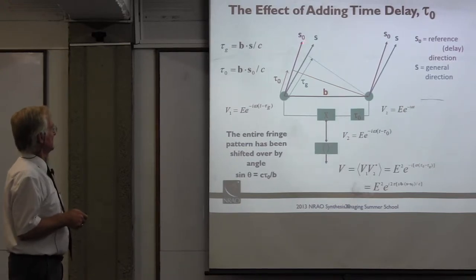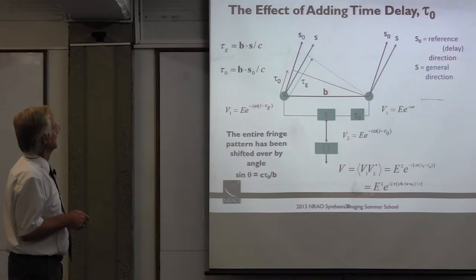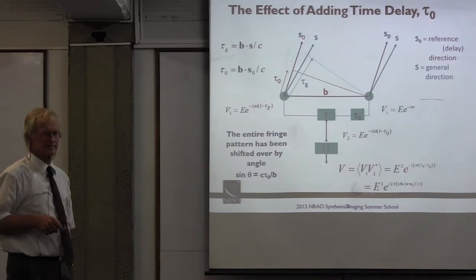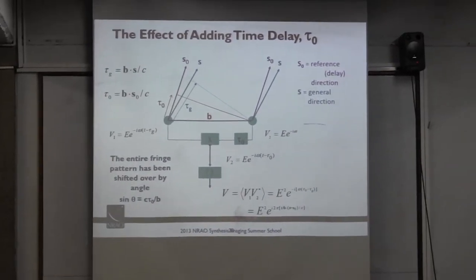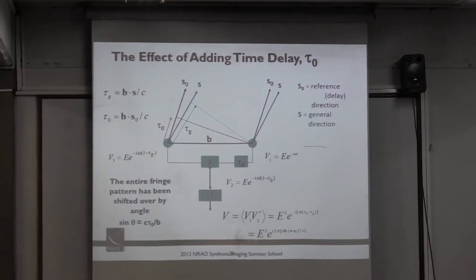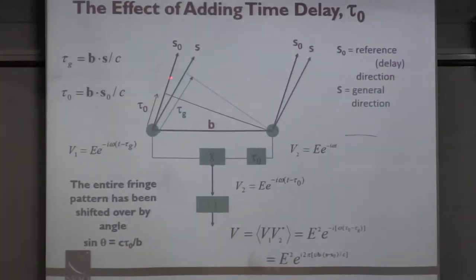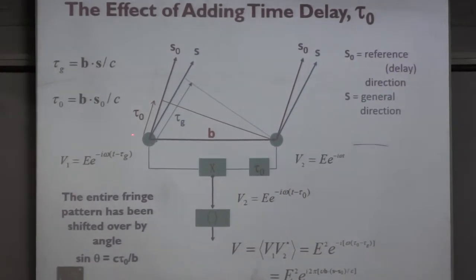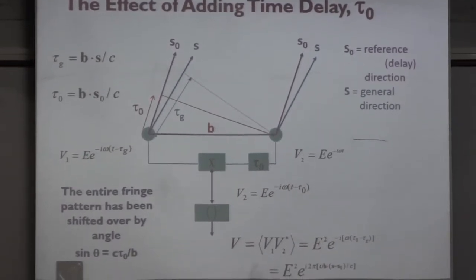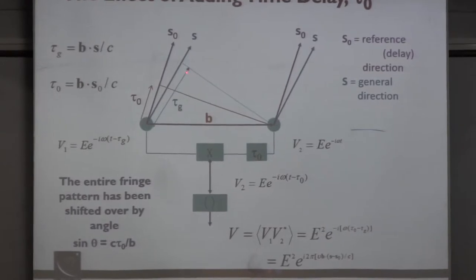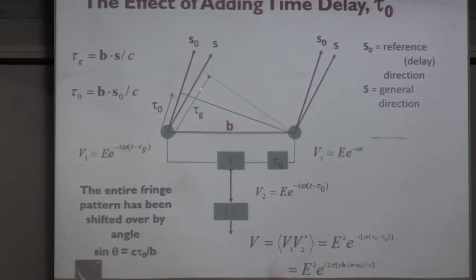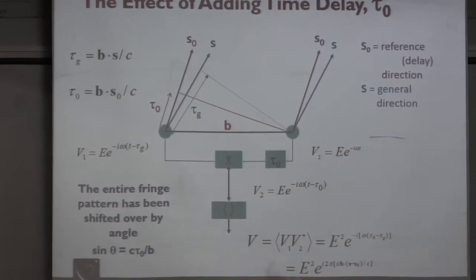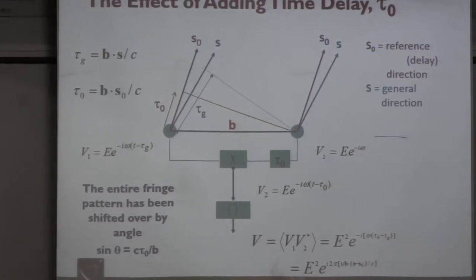The actual source that we are looking at is sitting in the S direction. That's what I didn't know yet because I'm observing. I'm going to find that out. So I have a reference direction for which I think I'm looking at, which is S0. And for S0, I insert a delay. And then there will be a difference delay later on, which is the delay between the source direction and the delay that I have inserted.